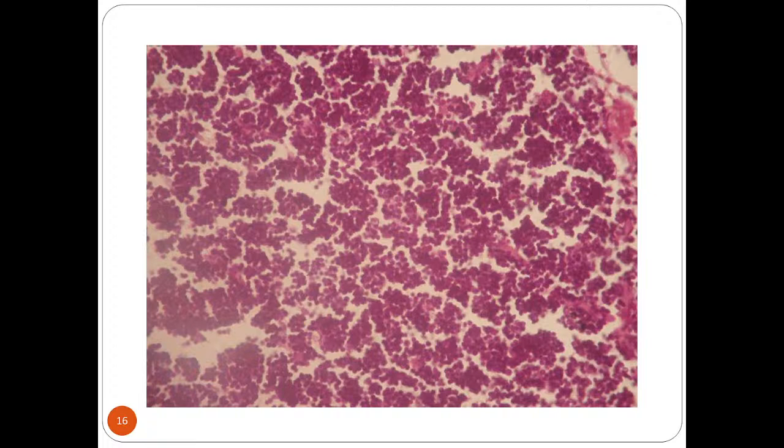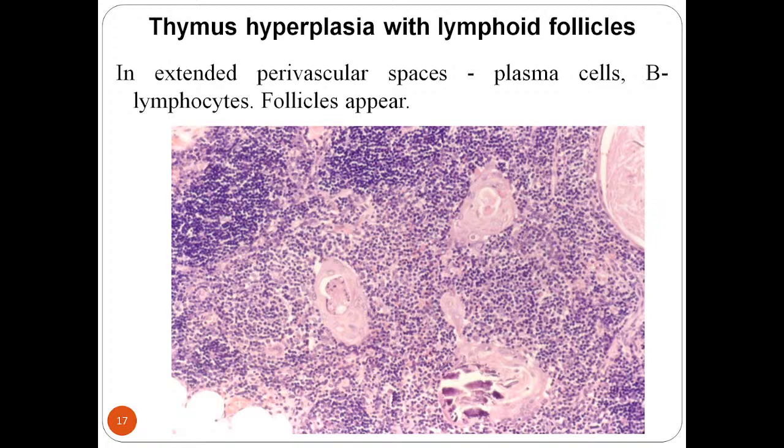No zoning with hyperplasia, no zoning and increase lobes in size. And thymus hyperplasia with lymphoid follicles, you can see in the slide, with lymphoid follicles, epithelial follicles, and the perivascular space extended, and contains plasma cells, B lymphocytes.